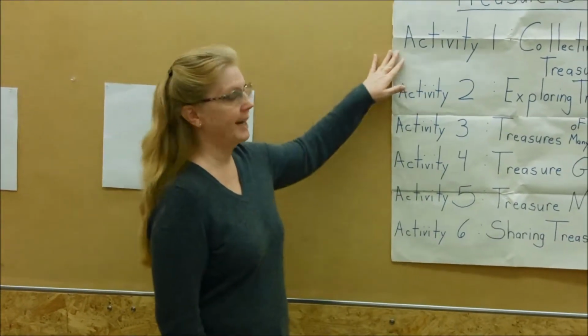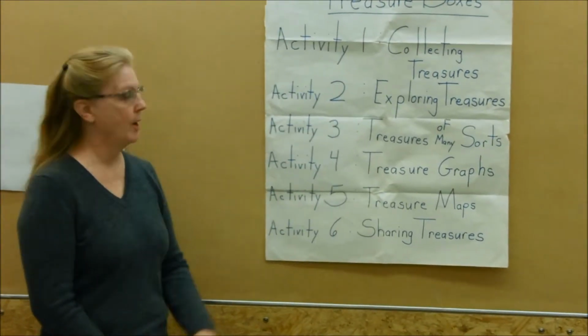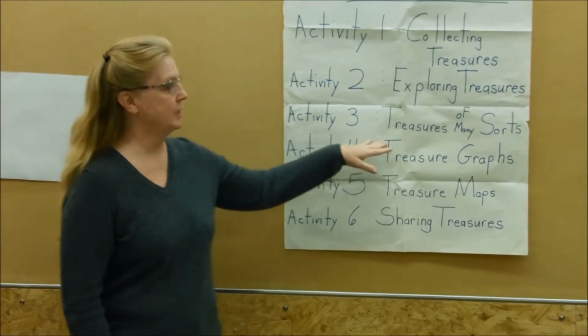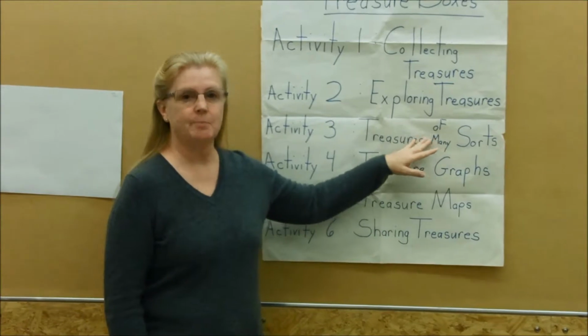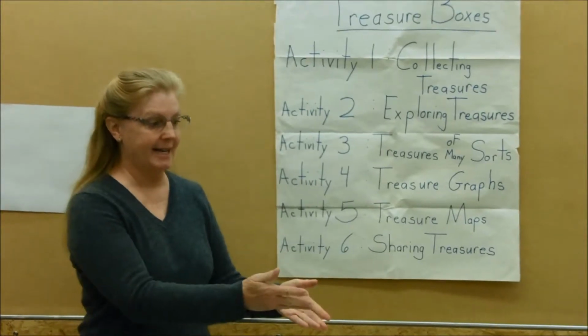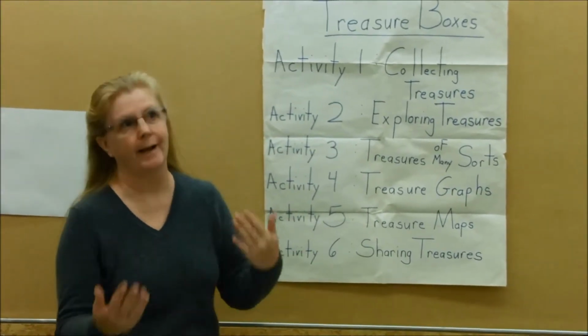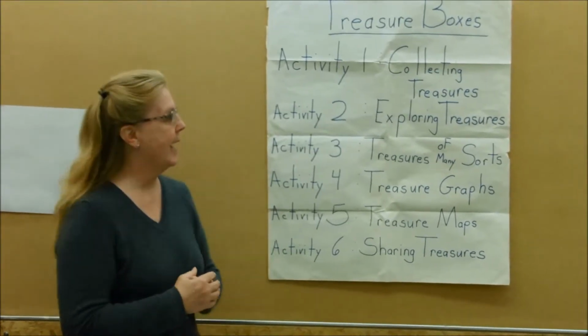We have now finished Activity 1, Collecting Treasures, and Activity 2, Exploring Treasures. We're going to start with Activity 3, Treasures of Many Sorts. And this part, you might find you feel familiar with. This you probably already do in your classroom. You have your activities set up and you want the children to sort by color or by size.